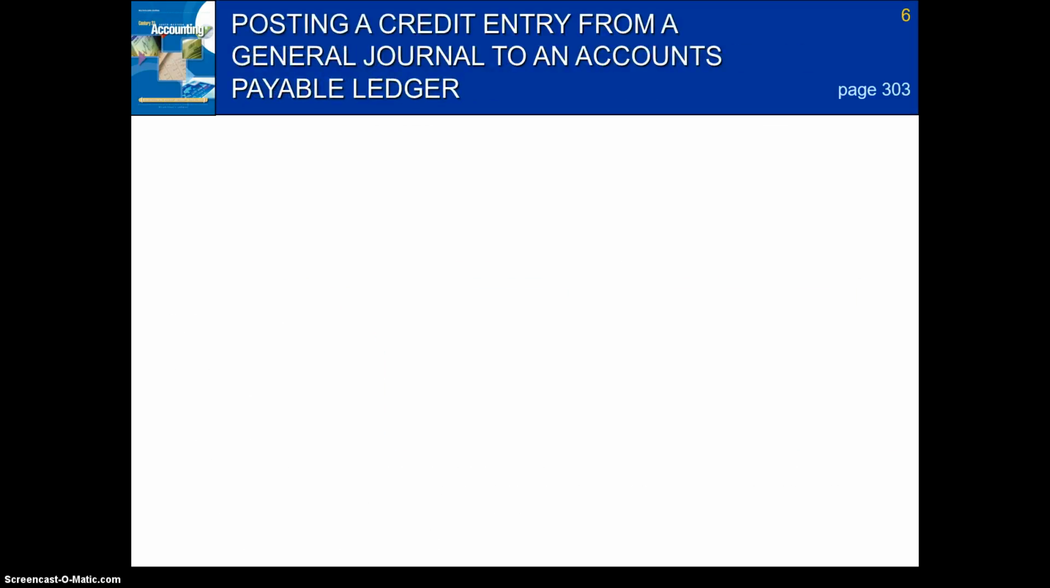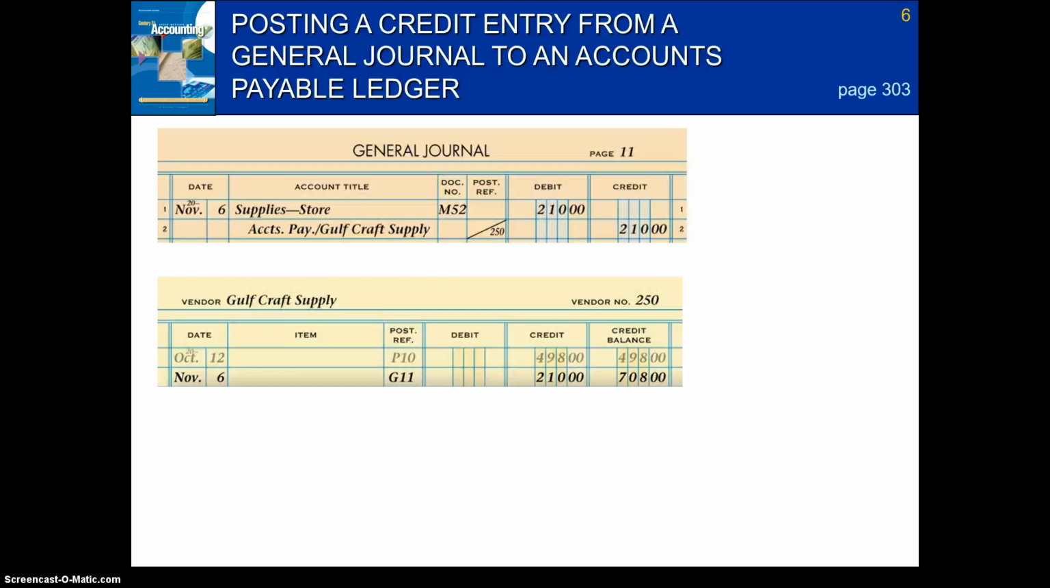The next one we're going to post is a credit entry from a general journal to an accounts payable ledger. So this one, it looks like we purchased some store supplies on account from Golf Craft Supply is what has happened here. So now we need to go to the Golf Craft Supply. Remember, we had to put that slash because we got to post it in two different places. Right now we're not worried about posting the accounts payable one, but we're posting the Golf Craft Supply in the subsidiary ledger. So we're going to start by putting the date.